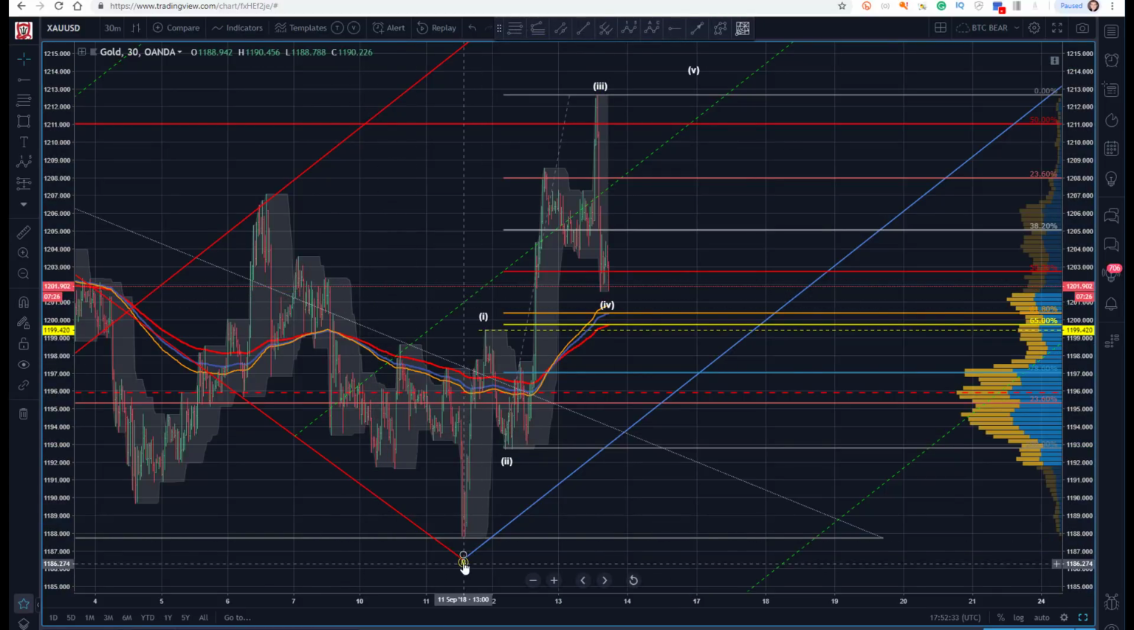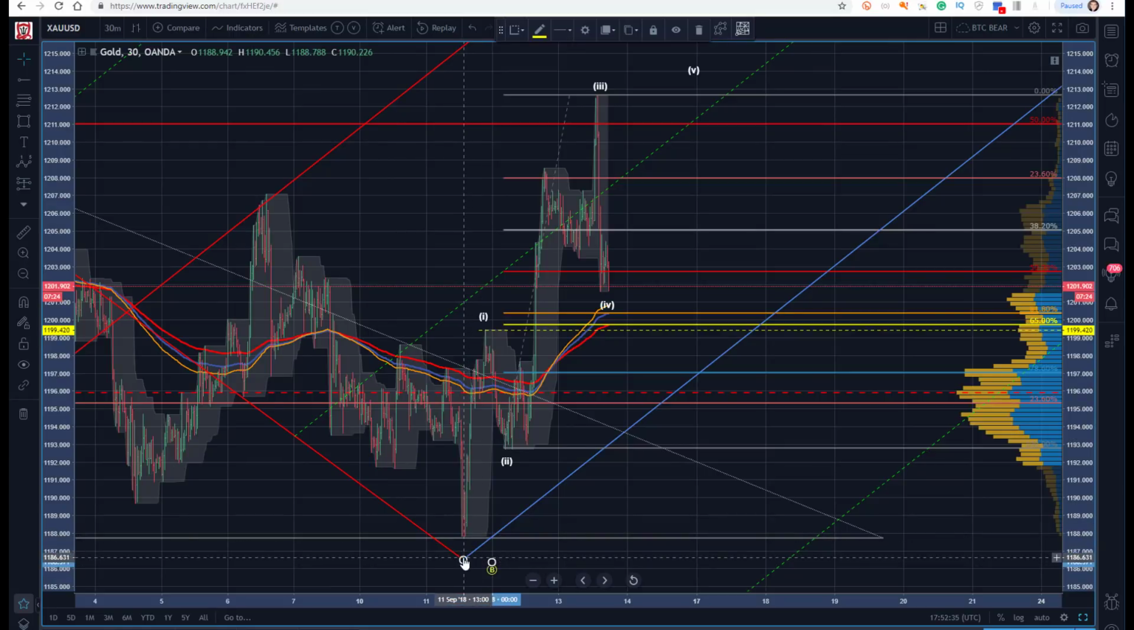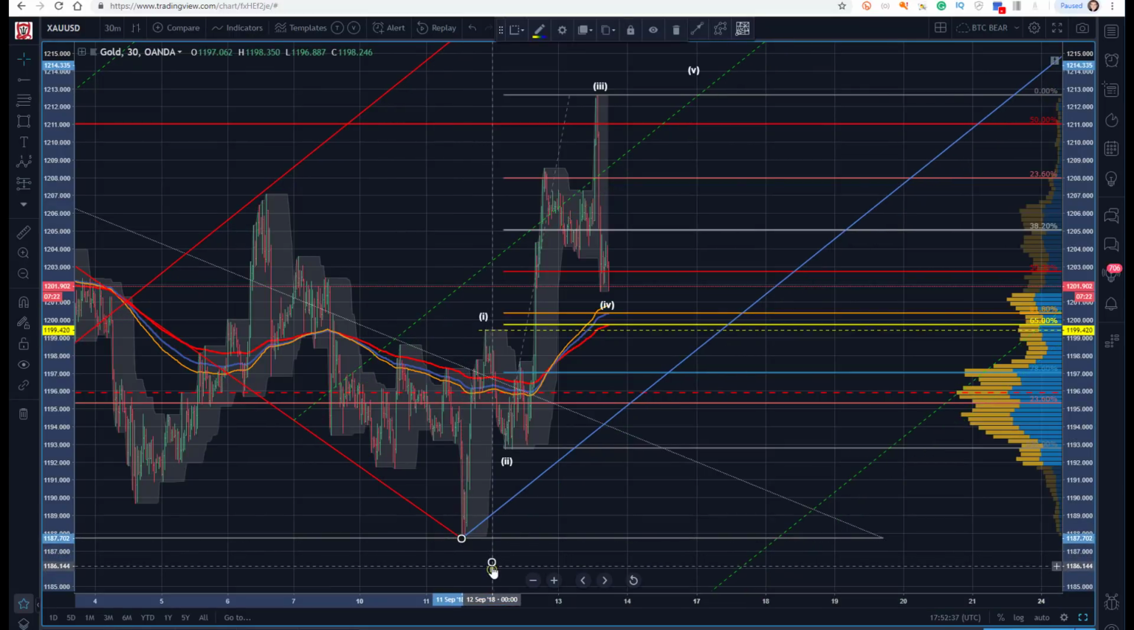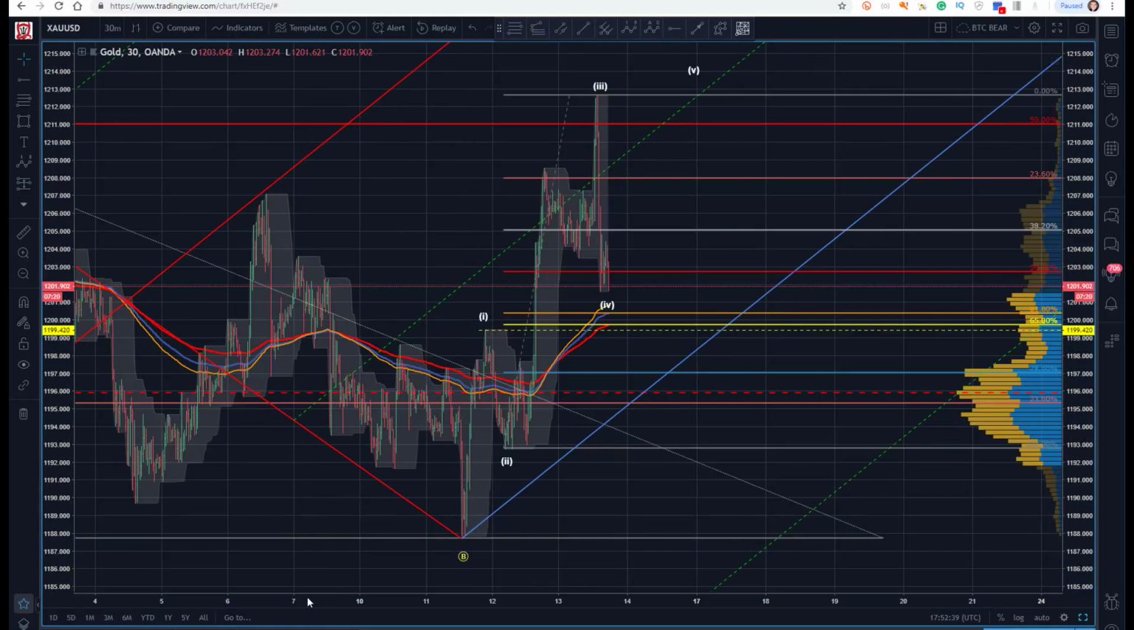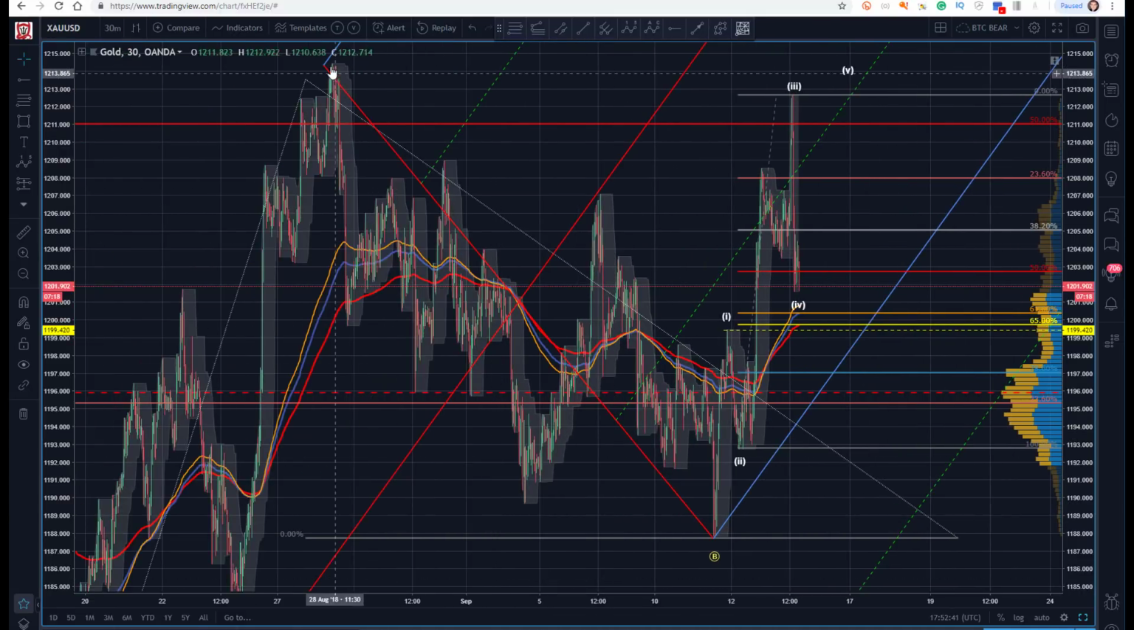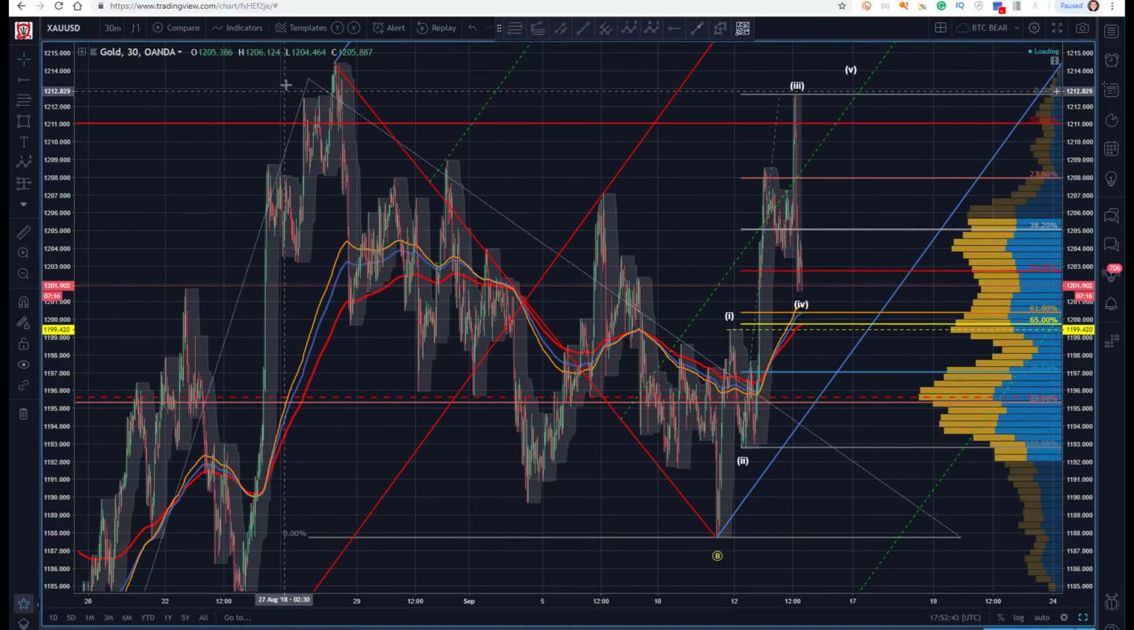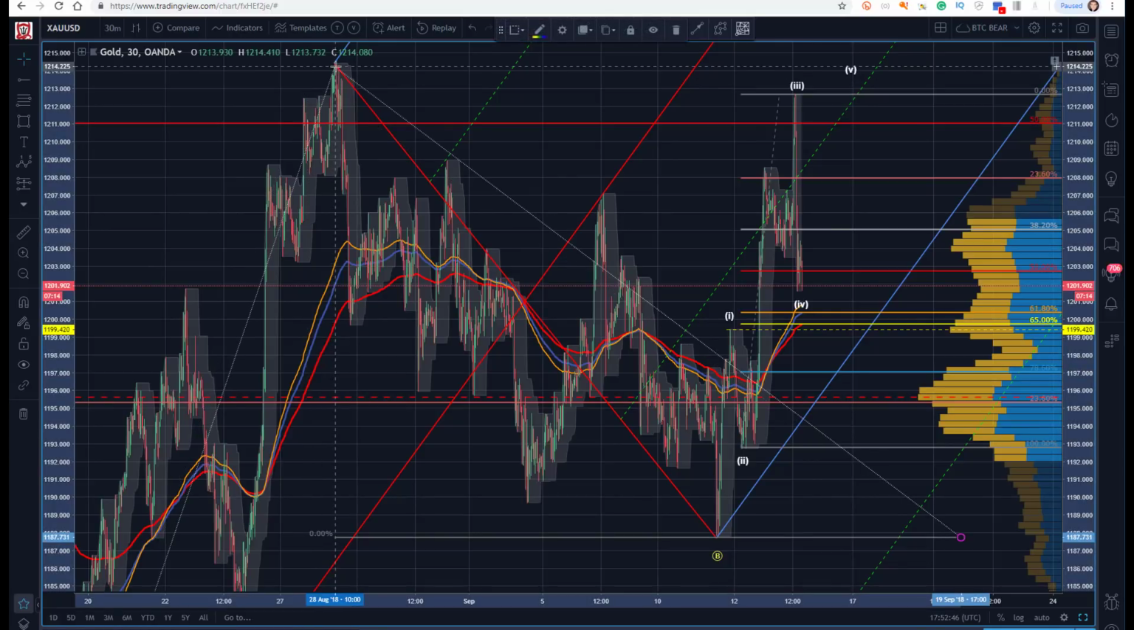So let's get this all tightened up, since we went so dramatic. We went from the 4 hour to the 30 minute. So you'll have to tighten up when you do that. This is not particular to TradingView. Every platform will do this.